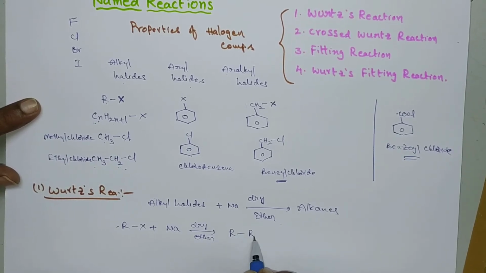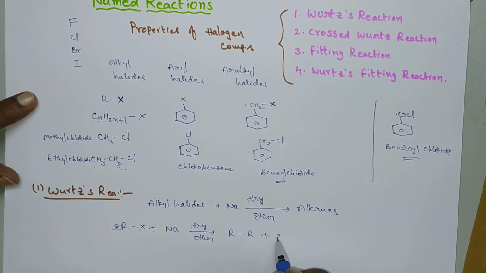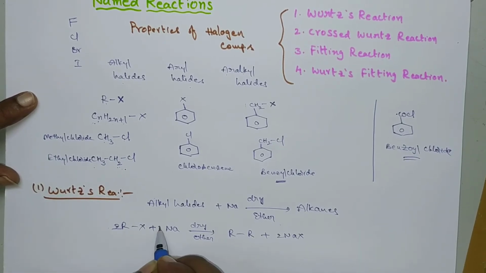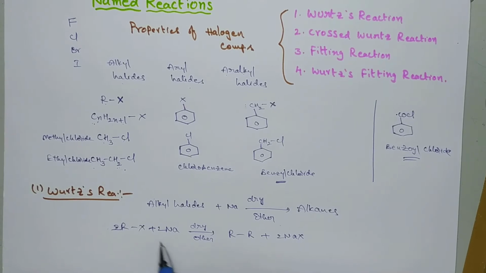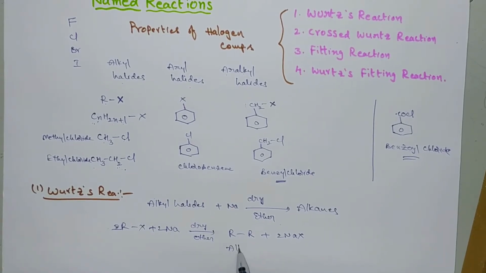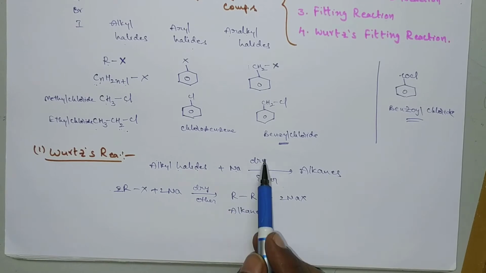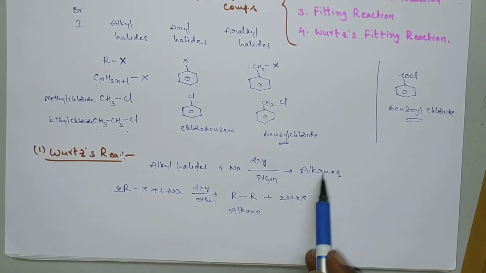So here R and R. If you take 2 moles of alkyl halide, we get R-R plus 2 moles of sodium halide. For balancing we have to add 2 here. So this is alkane. So that is Wurtz reaction. Alkyl halides react with sodium metal in presence of dry ether to form alkanes.